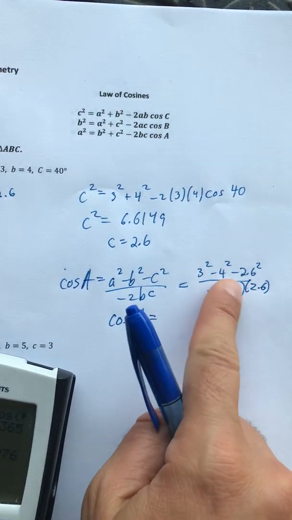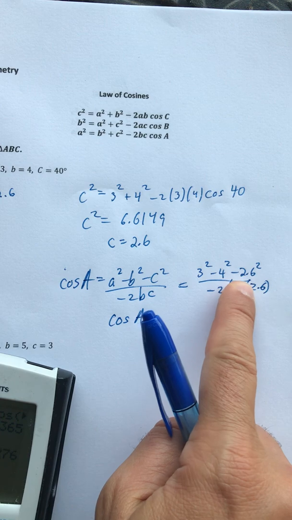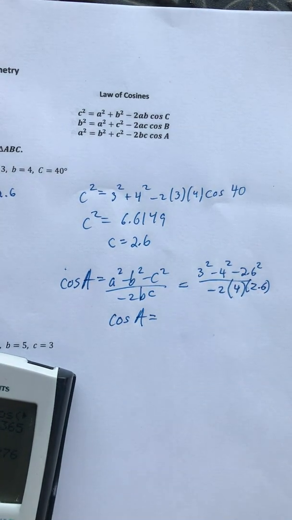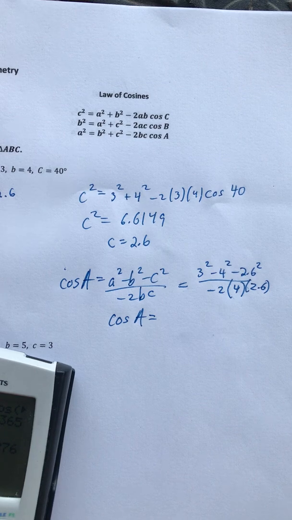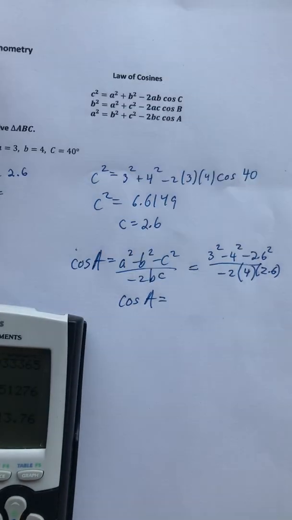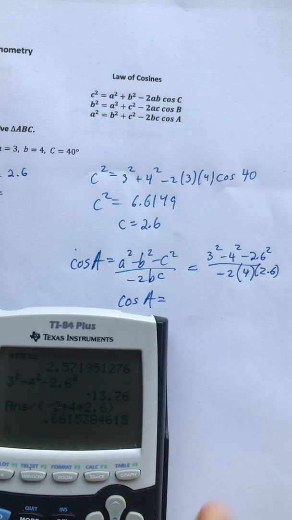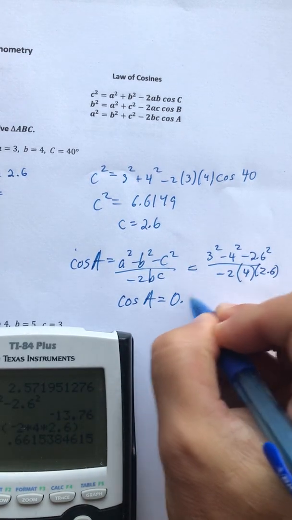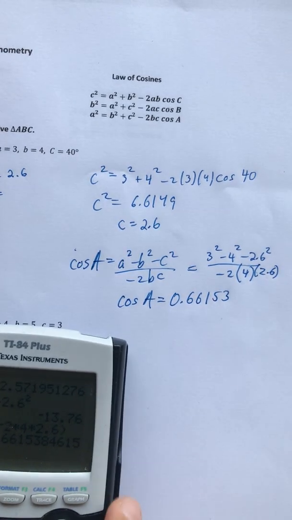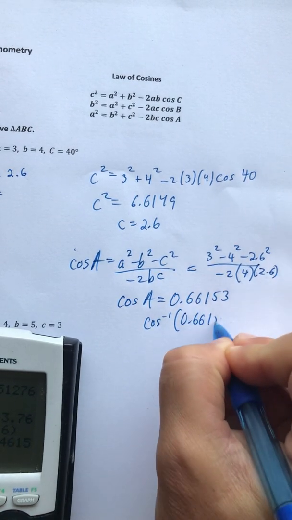I'm going to plug this whole thing into my calculator, and I'm going to get a decimal right here. So it's 3 squared minus 4 squared minus 2.6 squared, and I'm going to divide by this product down here. 3 squared minus 4 squared minus 2.6 squared divided by negative 2 times 4 times 2.6. And that gives me 0.66153.